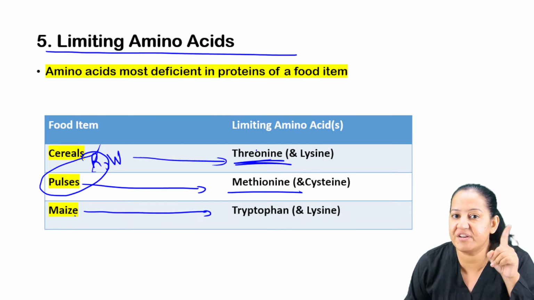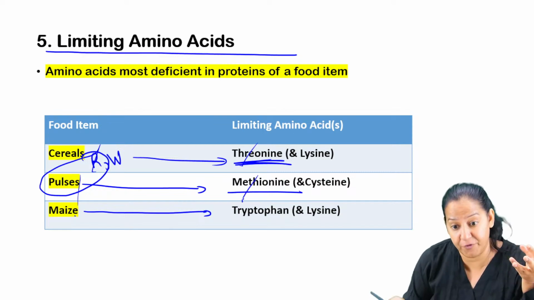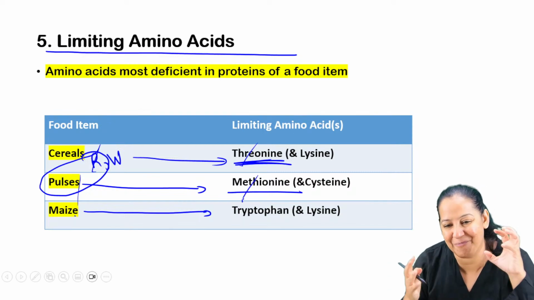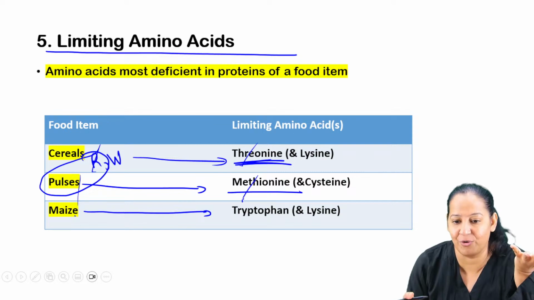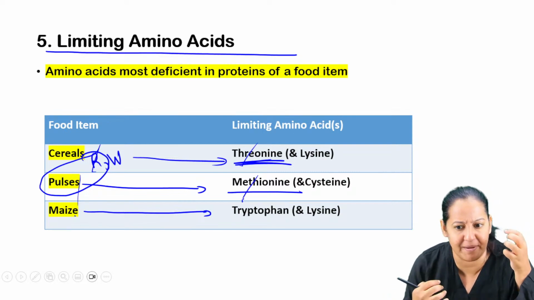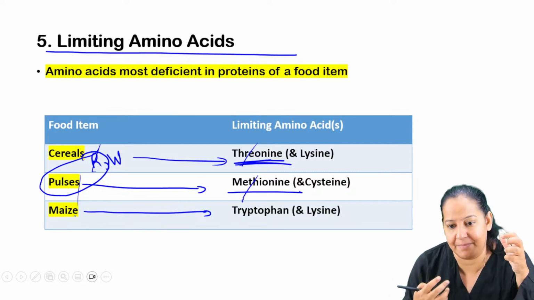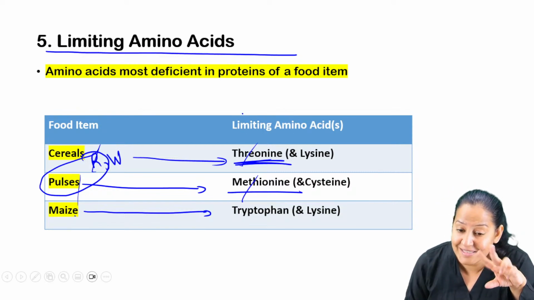The rice is deficient in threonine. The pulse is deficient in methionine. If you mix the two, they complement each other. That's why we try to mix the food. We do not eat only rice. We do not eat only dal. We mix them. That is complementary food because they supplement each other.